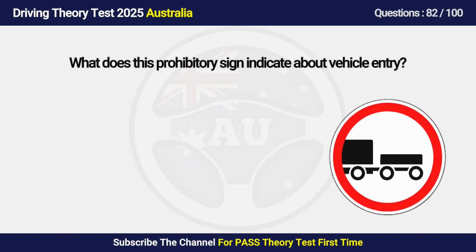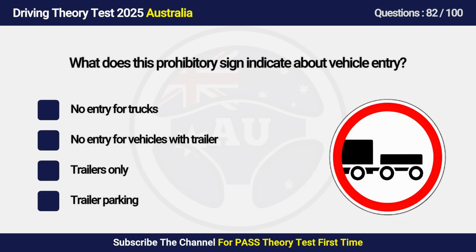Question 82. What does this prohibitory sign indicate about vehicle entry? A, no entry for trucks. B, no entry for vehicles with trailer. C, trailers only. D, trailer parking.